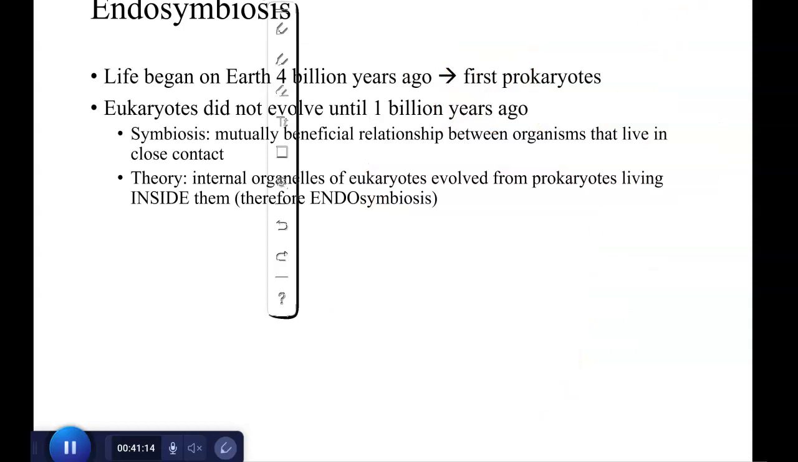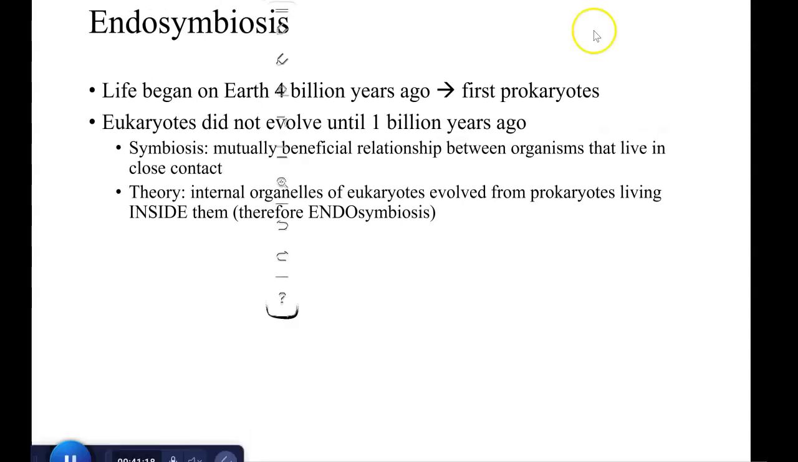So how is it that these complex cells came to be? Well, prokaryotic cells were the first on the scene. So they arrived way before eukaryotic cells did. And eukaryotic cells did not evolve until about 1 billion years ago. So this theory of endosymbiosis is how eukaryotic cells evolved from prokaryotic cells.